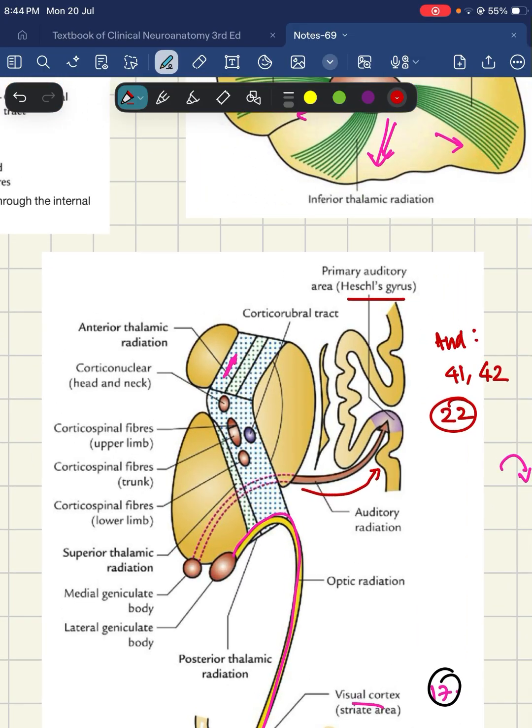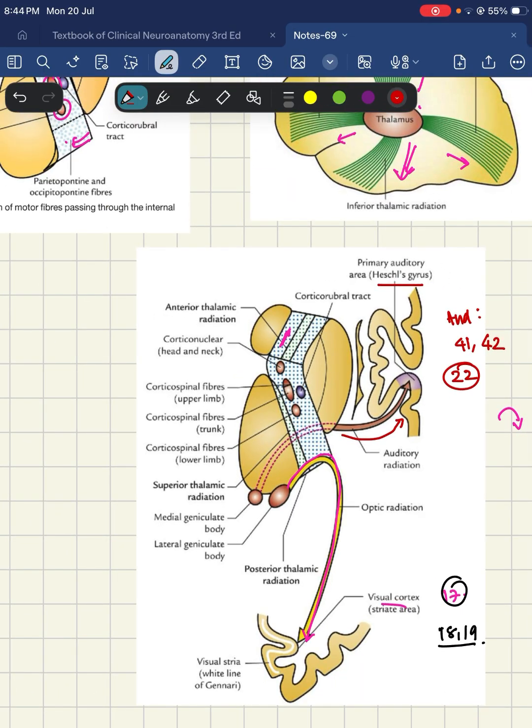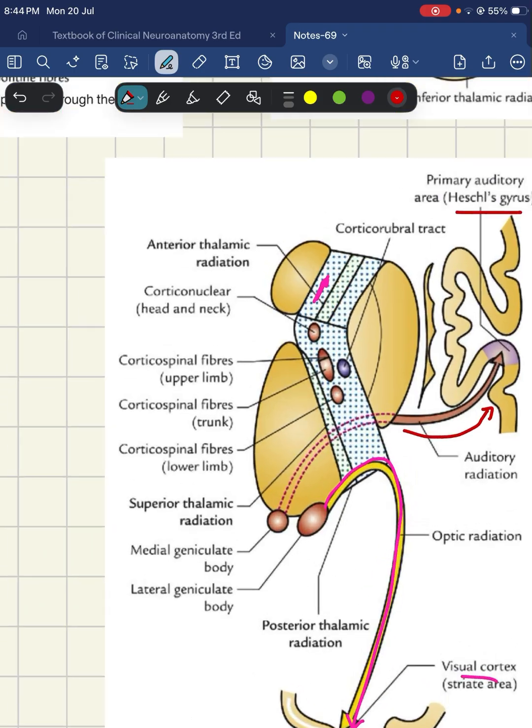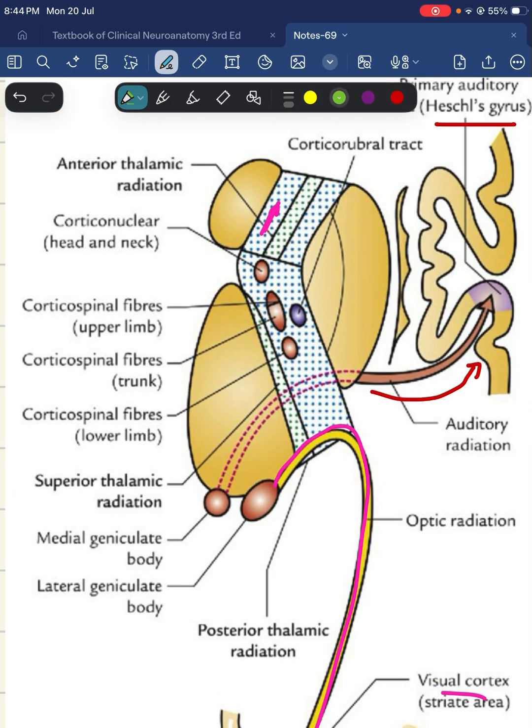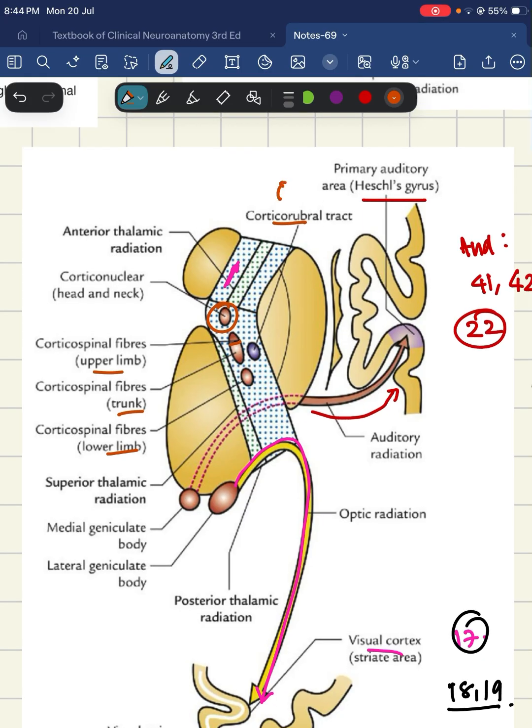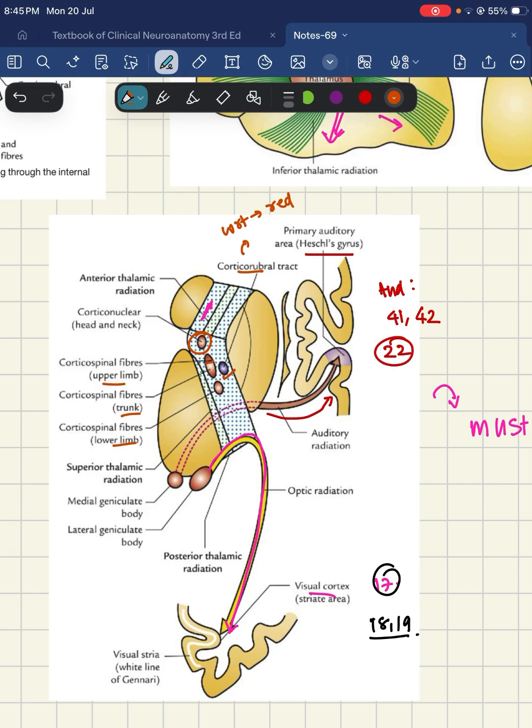Then coming to the next one, you can see the other structures also over here. They are beautifully represented. This is the corticonuclear fibers in the genu, and then in the posterior limb we can see the corticospinal fibers for the upper limb, trunk, and the lower limb in the order. This is the corticorubral, which is from the cortex to the red nucleus. Rubral, red, like that. That is the extrapyramidal fibers. They are also there in the posterior limb itself. This is just a brief diagram, so I think you have understood the relations from this.